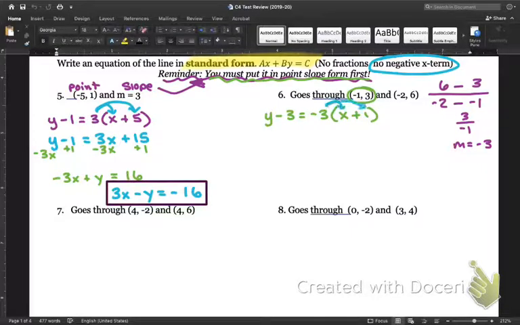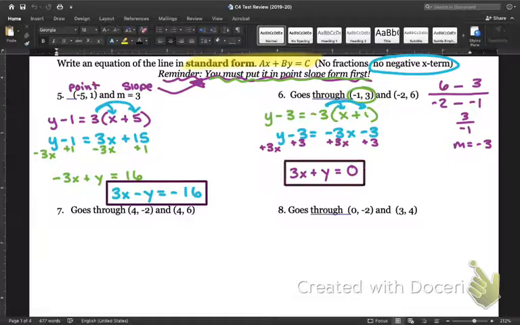Distribute to get rid of those parentheses. And then rearrange. So move my x term to the left. Because it's negative this time, I move it by adding it. And then move -3 to the right by adding 3 to both sides. I end up with positive 3x, a positive y on the left, and on the right, -3 plus 3 is equal to 0. So I do have to write 0. I can't just leave it blank. Now, there's no fractions, no negative x terms, so my answer is done. I don't have to do that extra last step.